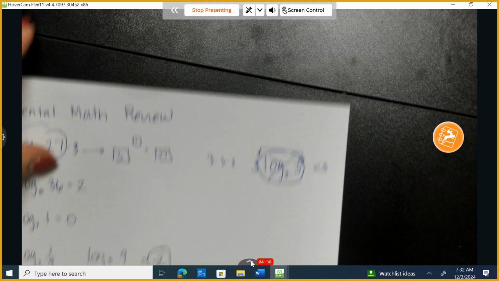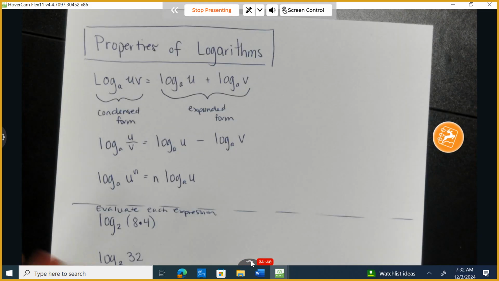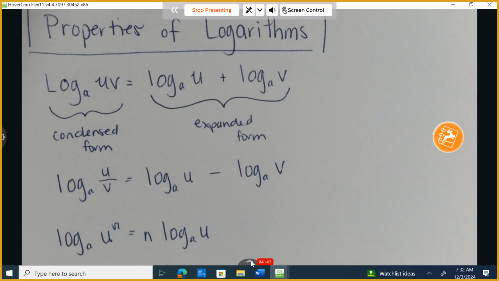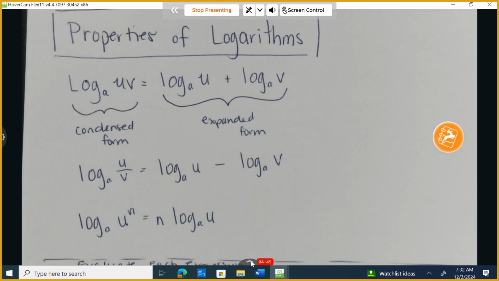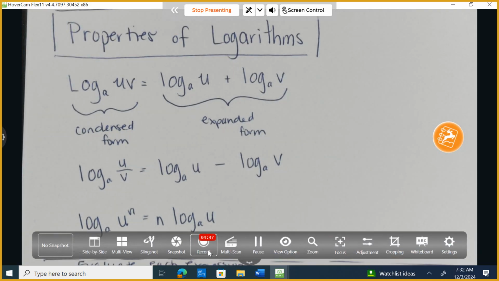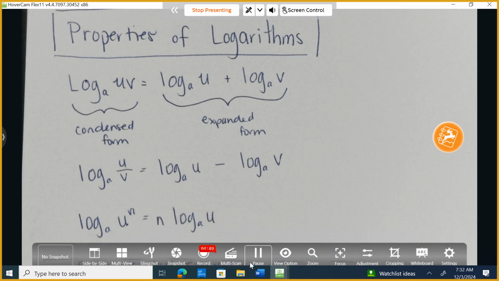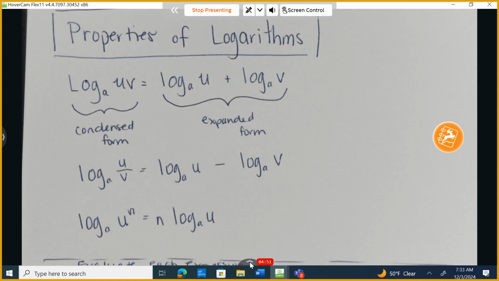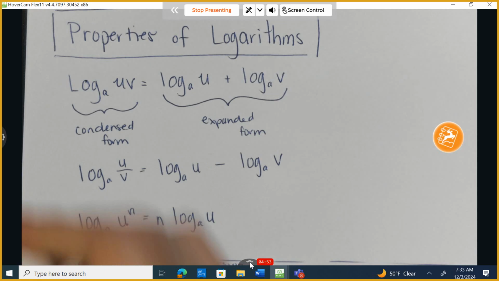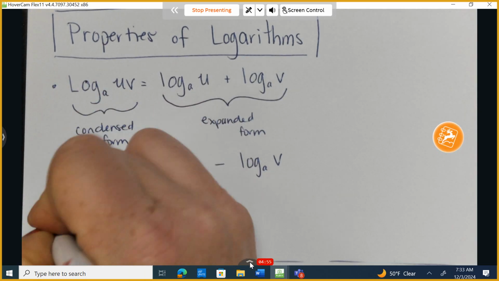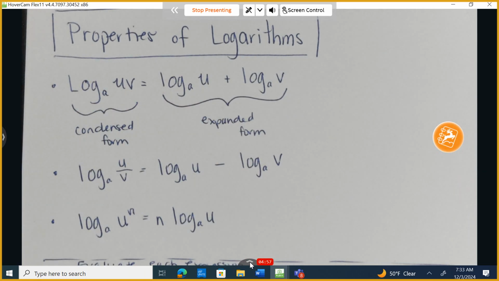Okay, that's just a quick review from the last unit. We're going to get started right now. If you're going to write anything down, these are the most important things to write down. If you are rewatching this, please take time to press pause and write down these 3 key properties that we are going to use throughout today and throughout this unit.